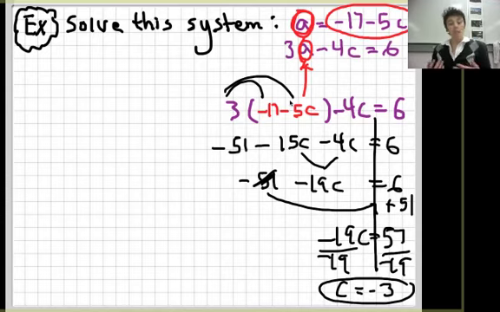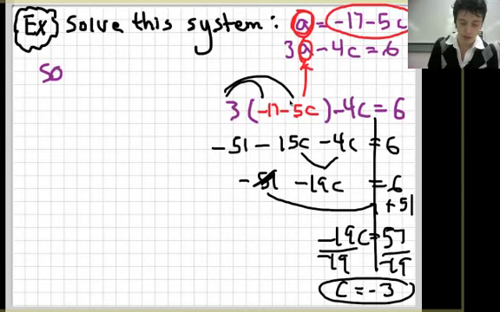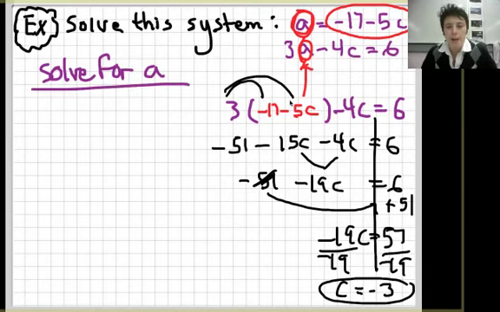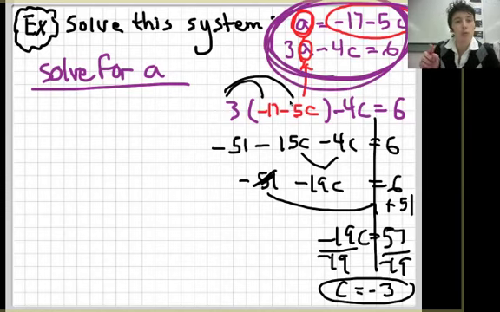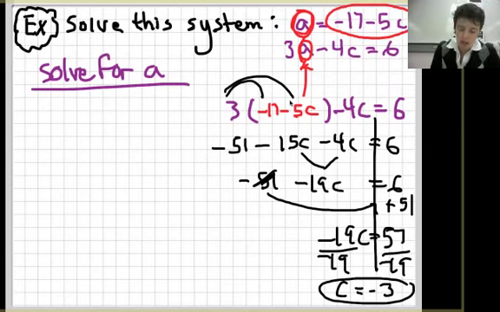So am I done? No, I still got to go solve for A. I needed A and C. So let's go over here and solve for A. And this time to solve for A, I'm going to go copy one of the equations from the very start up here in the corner. At the very beginning, it's one of those two that you're going to copy. And I'm going to start with the first one. I'm going to do A equals negative 17 minus 5C.